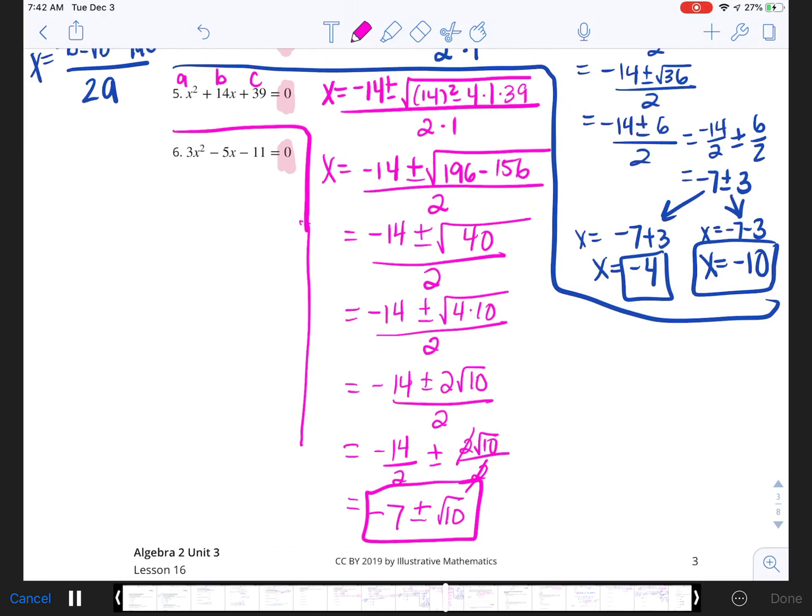Now number 6, feel free to try out as a challenge problem, but otherwise we're going to go ahead and move on to the lesson summary at this point. So you do not have to do number 6. It is there as a challenge if you choose. All right, so we are moving on to the lesson summary.